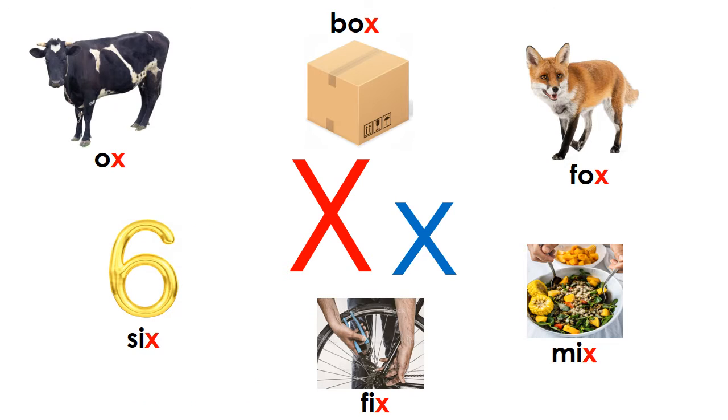Do you remember kids? Last time we learned some words that come with letter X. Here you can see that. In red color, you can see letter X at the end of the word. Alright, let's recall these words. Ox, box, fox, six, fix, mix. These are the words that come with letter X.